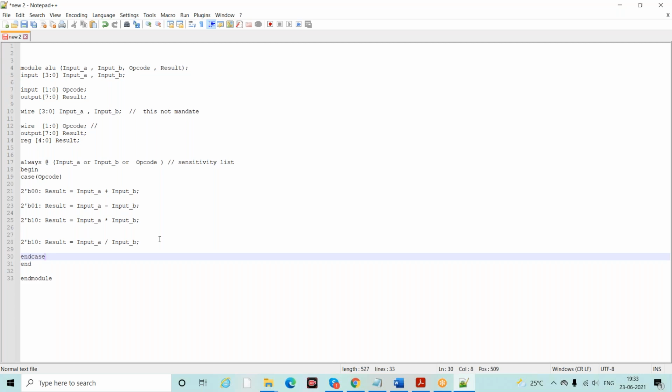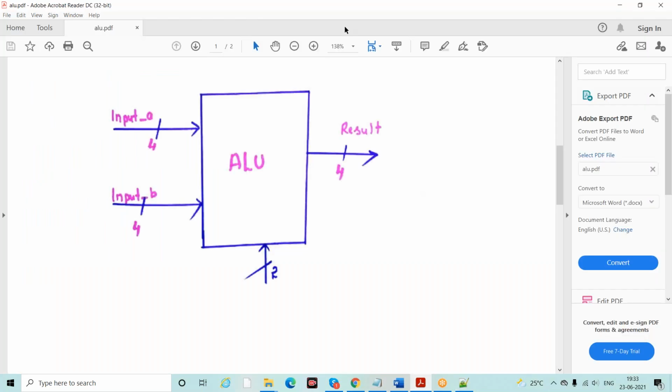So now we can develop the test bench for this. So how can we write the test bench?